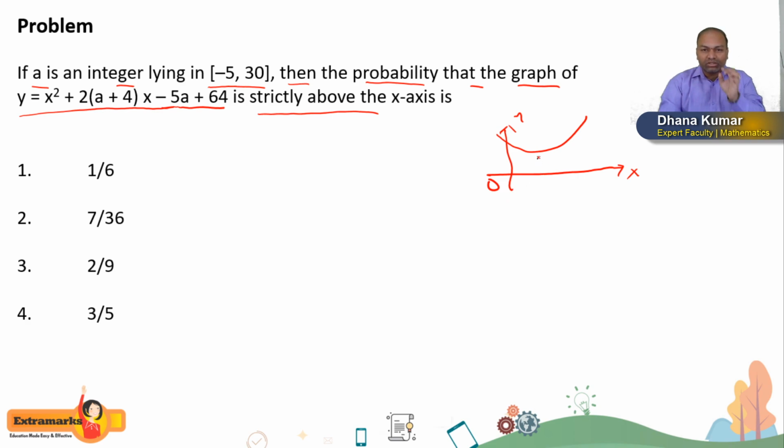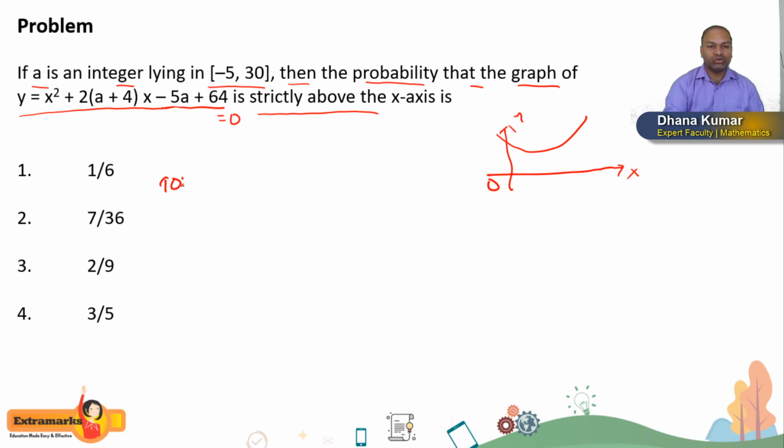Just rough diagram will be like strictly above x-axis. Means observe this one simple thing. Curve does not meet x-axis means what? This quadratic equation has no real roots. No real roots means what? Imaginary roots. That is the condition behind this problem. Okay. So the given quadratic equation has imaginary roots. Understood? Okay.